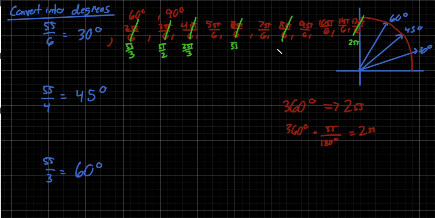Okay, this is even over here. 8. Yep, 4 pi thirds. What about this one right here? 5. Yep, 5 pi thirds. What would that simplify down to? 3 pi. Yep, 3 pi halves. Okay, we're just simplifying those down.